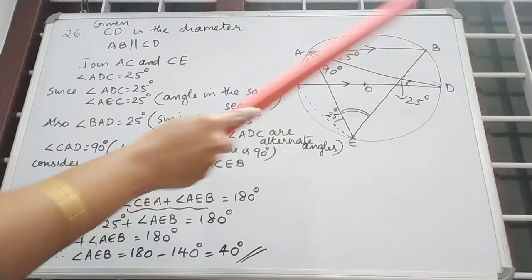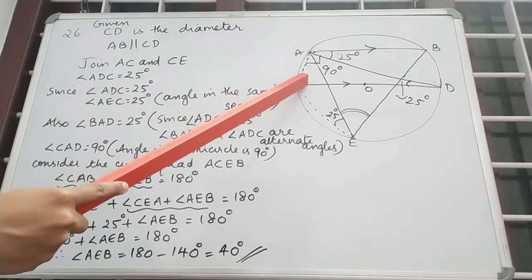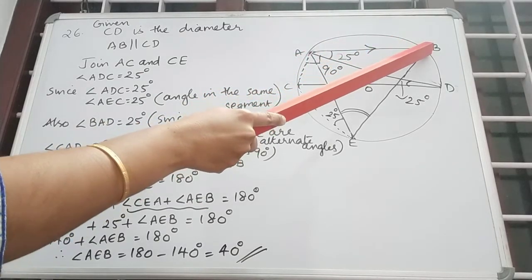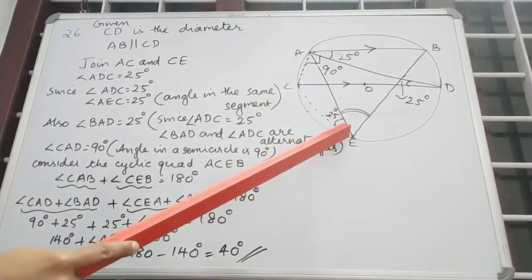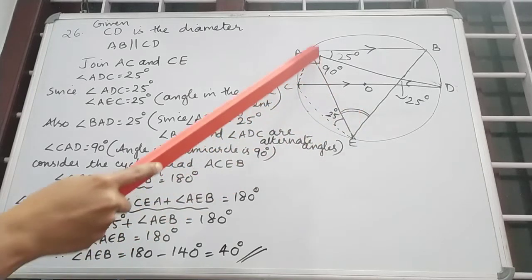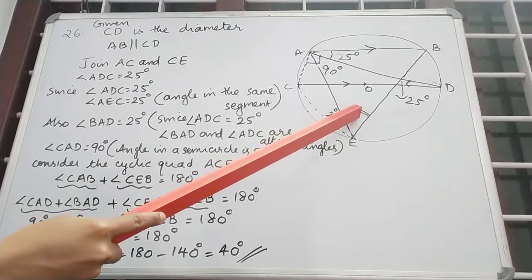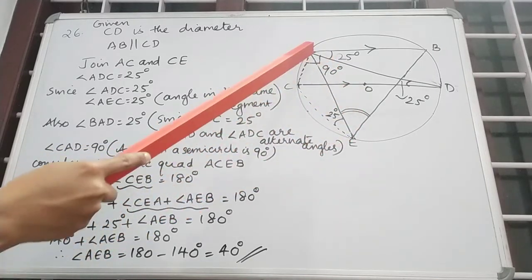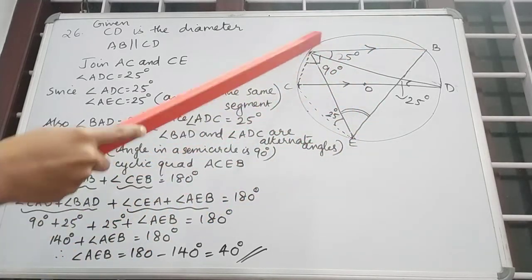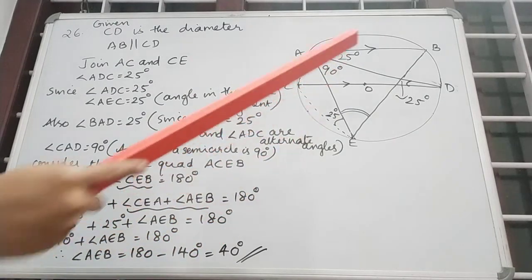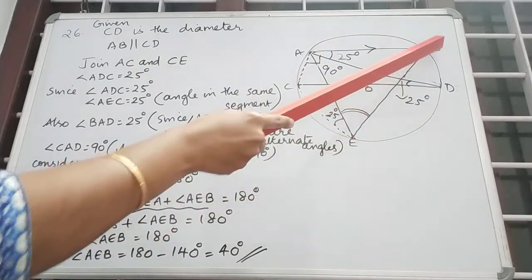Consider the cyclic quadrilateral ACEB. Opposite angles of a cyclic quadrilateral are supplementary. So CAB plus angle CEB. We are taking these two angles. Why? Because we want to find this angle, that is angle AEB. We have 25 here, we want to find this one. Sum of these opposite angles will be 180 degree. That means angle CAB plus angle CEB will be 180 degree.